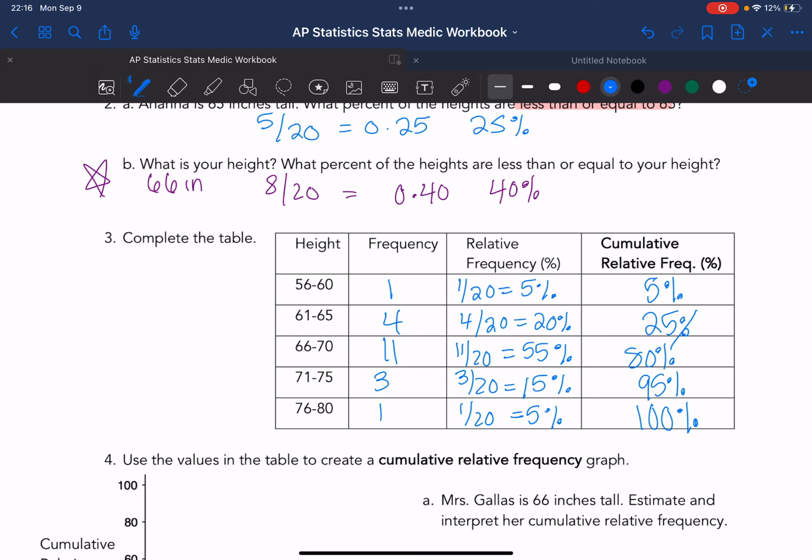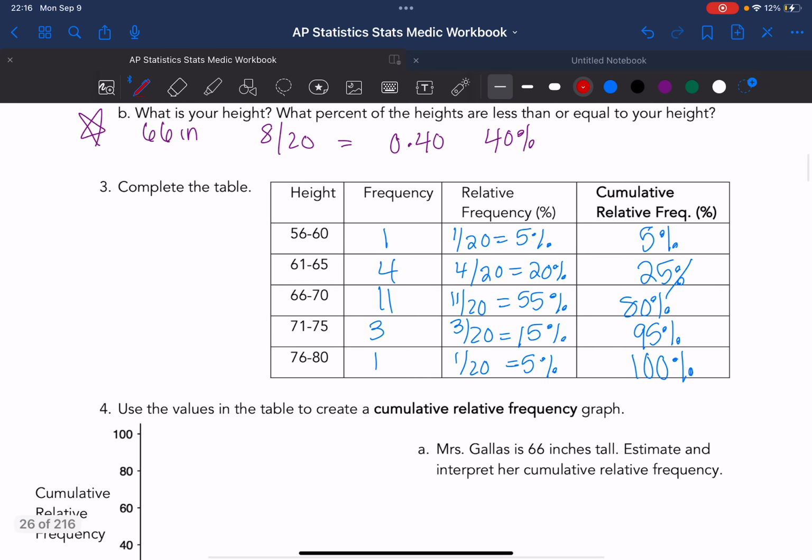Okay, the reason we did this is because this is a cumulative relative frequency, meaning we should always end at 100%. So always end at 100%. And again, this is the percent, and this is the count. The count is how many people were in those height ranges. Okay.